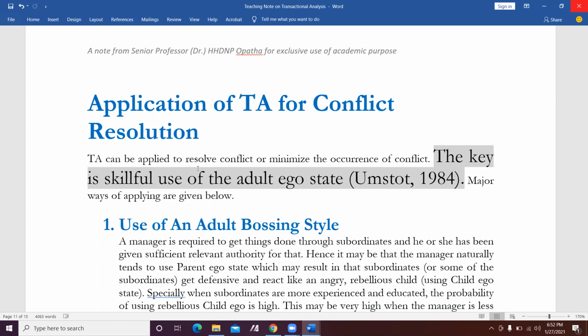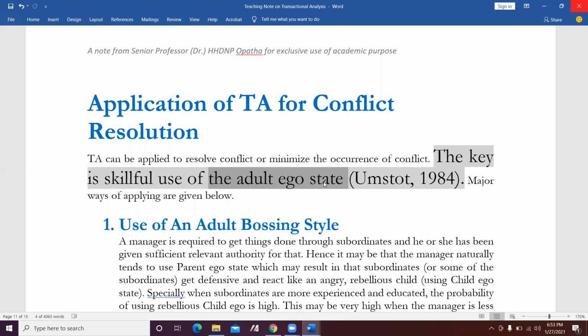What is the key here? The key is skillful use of the adult ego state. To what extent can you use this one? To that extent, you are going to be successful in solving conflict. The lesser you can use it, the lesser you are going to be successful in solving conflicts. The greater you can use what? The adult ego state. The greater you use it, the more successful you are going to be in conflict resolution or conflict handling.